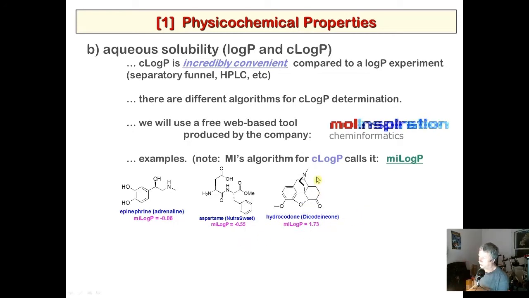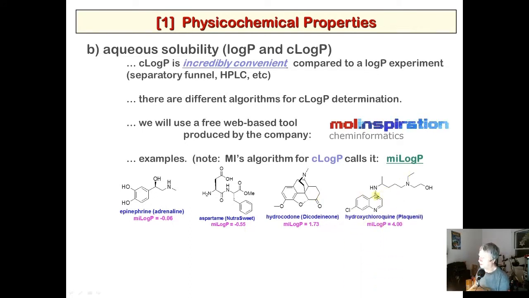Hydrocodone, which now we're getting into more orally bioavailable drugs. This is one of the mu opioid receptor agonists. It's used as a painkiller. It's got a Mi log P of 1.73, and so there's a little more greasiness to this molecule. It has polar functional groups, but it also has greasy things like the benzene and the cyclohexanes and things like that.